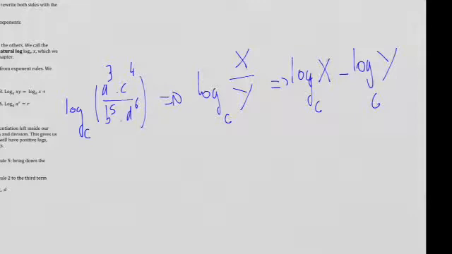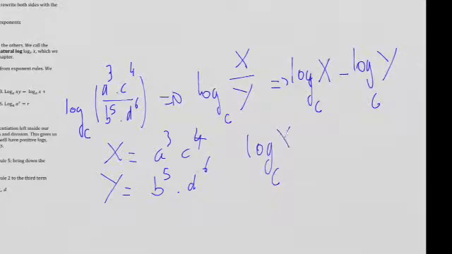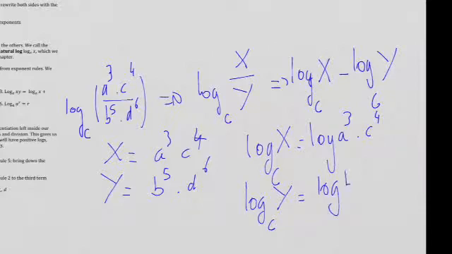So now, if you have x as a cubed times c to the 4th, and if you have y equal b to the 5th times d to the 6th, well, the log base c of x is going to be the log of a cubed times c to the 4th. The log base c of y equals the log of b to the 5th times d to the 6th. Are we done yet? No, we're not done yet.